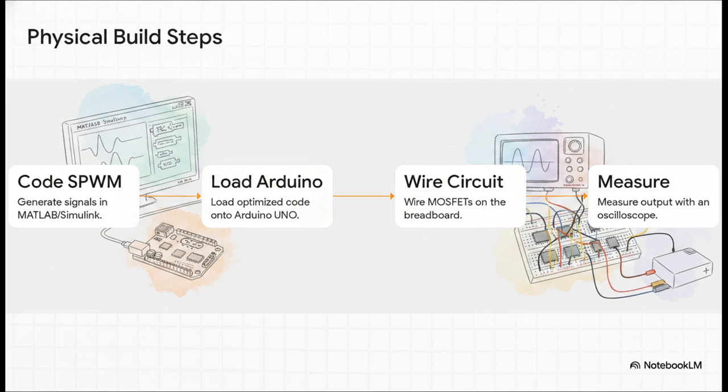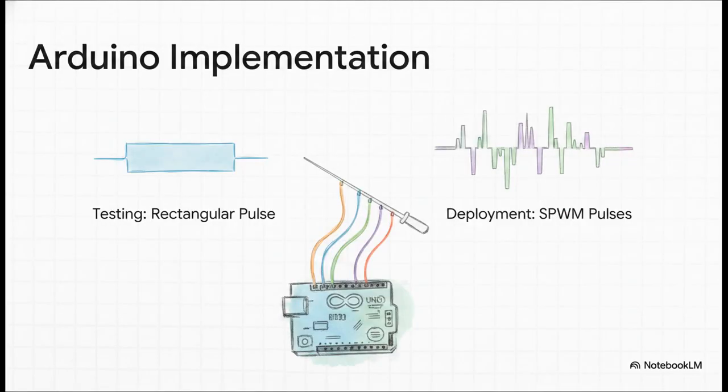Third, we physically wire up 4 765p MOSFETs into our H-Bridge configuration right on the breadboard, making sure to connect their gates to the Arduino. Finally, we power up the DC supply and hook up an oscilloscope to measure our real physical AC output. The trusty Arduino Uno is absolutely the heart of our physical build here. Out of its 13 available signal pins, we specifically utilize 6 dedicated pins. That's pins 3, 5, 6, 9, 10, and 11 to output our modulation signals.